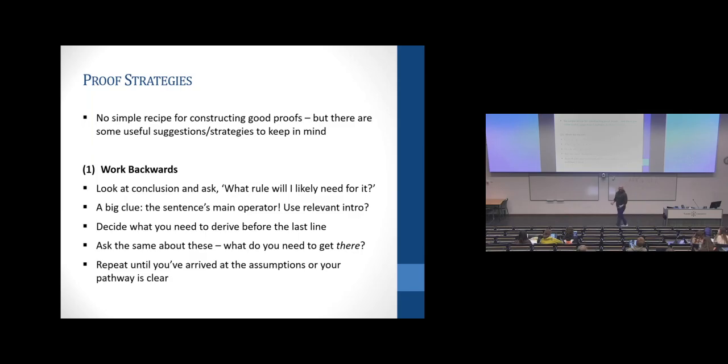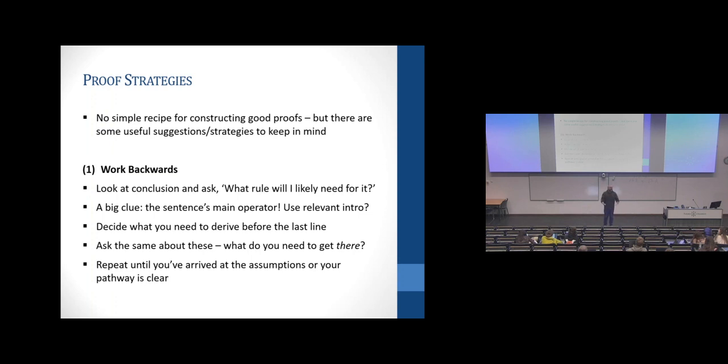It needs to end with a relevant conclusion. So think about what rule you're going to use last. If it's a sentence that's got an operator, think about the introduction rule for that operator. Right? If it's a conjunction, cool, it's probably going to be conjunction introduction last. If it's a negation, it's probably going to be negation introduction. And then that will help you start to plan what you're going to do in the proof.